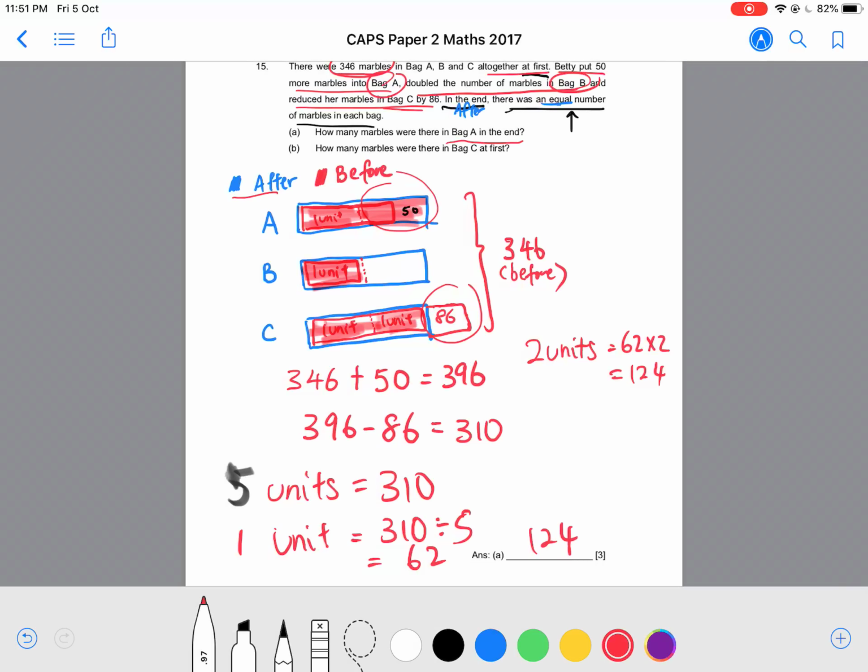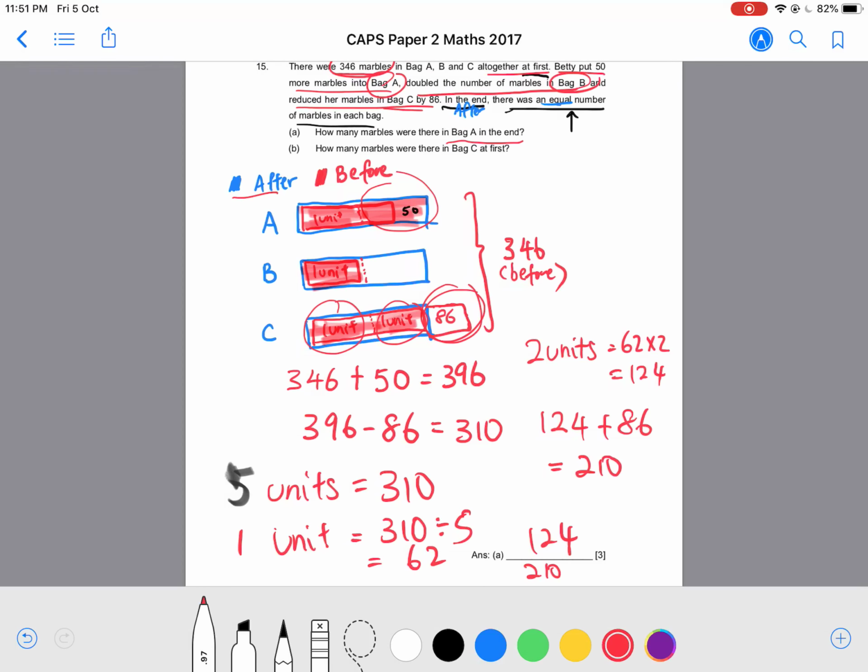At first will be red color, right? So there will be here, there will be here, and there will be also 86. So that's 2 units plus an 86, which will give me 210. So the answer for part B is 210.